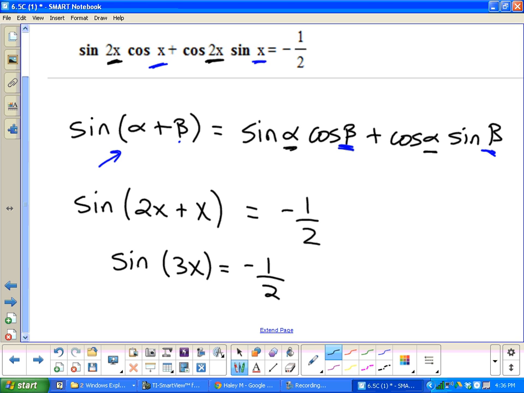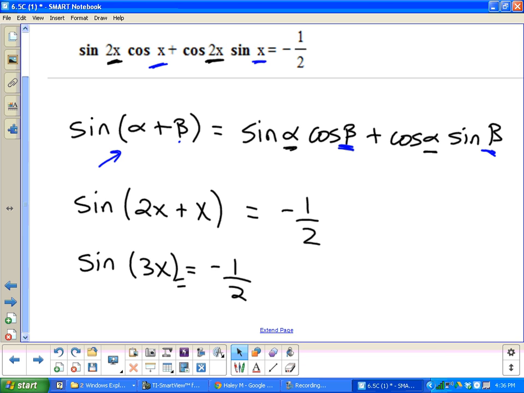Okay, now notice, got a little nasty coefficient there, so I've got to do my whole thing where I do my pi plus 2n. Oops, I didn't mean to do that. Undo button. Let me slide this over a little bit.